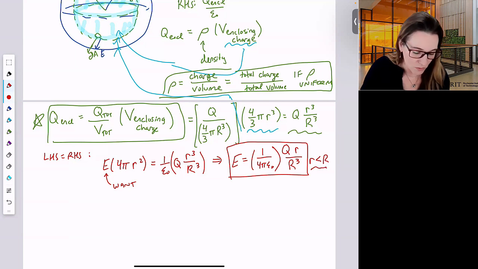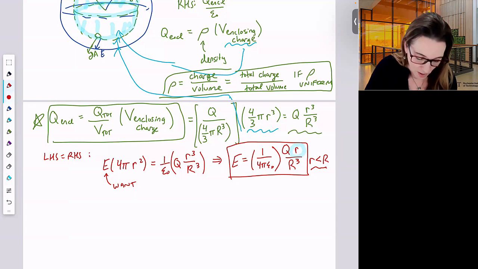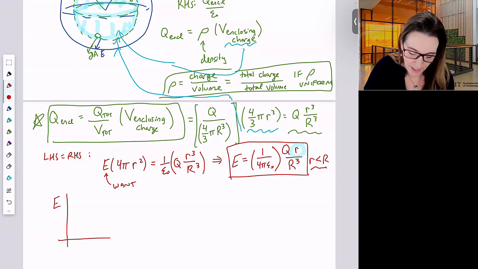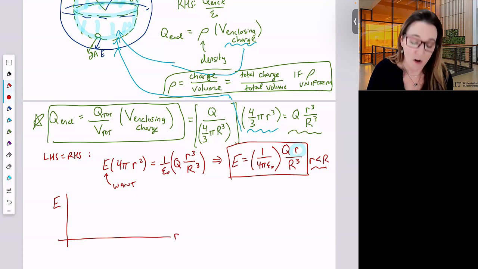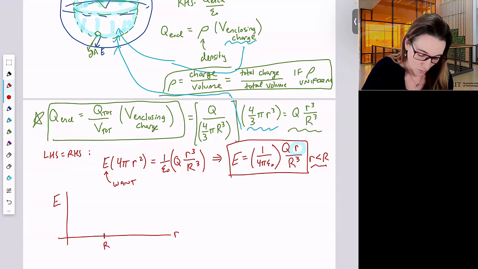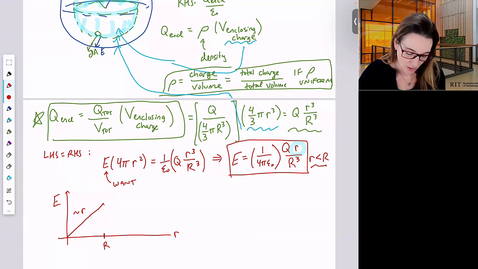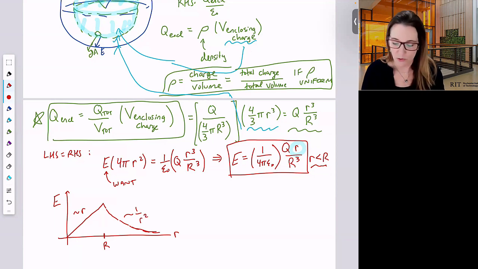Notice that this goes linearly with r inside. So if I look at a plot of the electric field as a function of r, now that I've solved for it inside and outside, inside, when I have a uniform charge distribution, it's going to grow linearly with r. And then outside, it's going to drop off just like a point charge, as 1 over r squared.